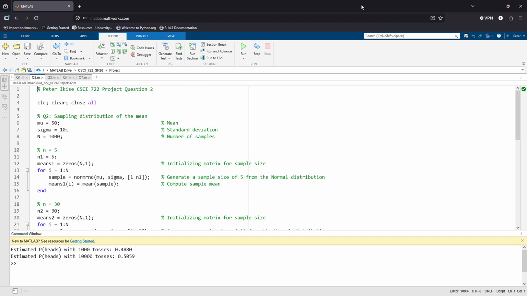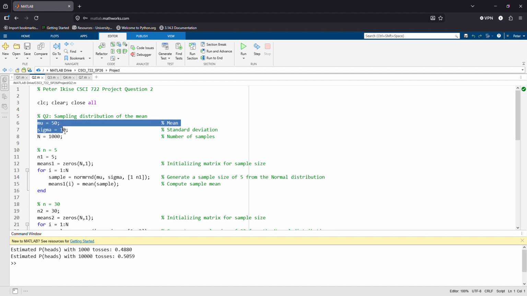For this problem, I generated a sample from a normal distribution with a mean of 50 and standard deviation of 10. I created 1000 samples of size 5 and computed their sample mean, then repeated the process for the sample of size 30. Here's the code I used to do it.